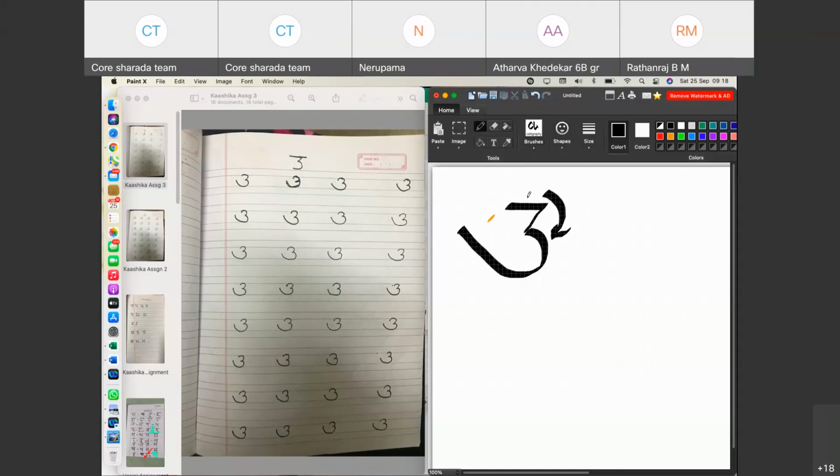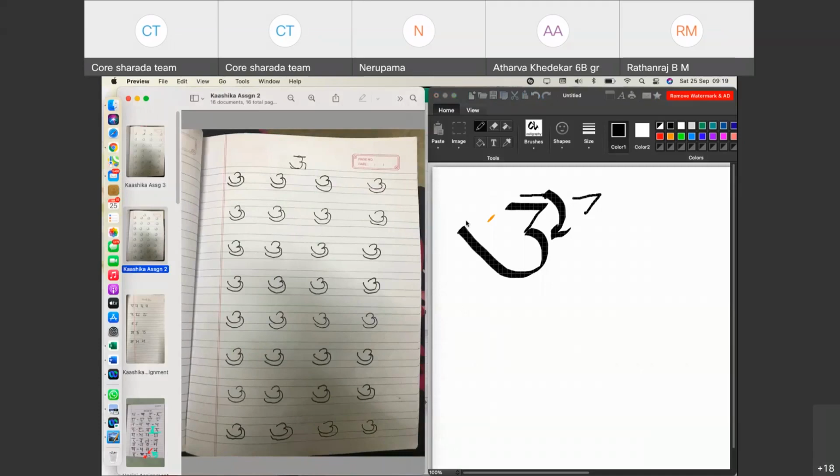So this is a pointed part. So this and this, if you see, this has a pointed formation. So this is for O, and again for O also, the curve that has to come here.